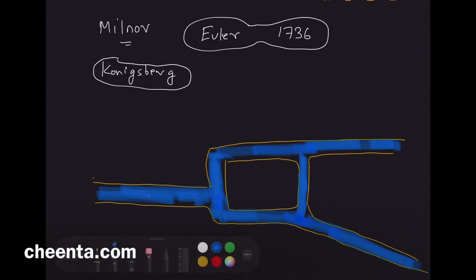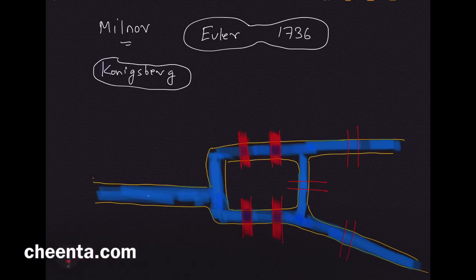And then there were bridges in the city. So let me indicate the bridges in red. So there were two bridges like this, two bridges like this, two like that, three like this. Okay. And I can also sort of shade them to show you exactly where the bridges are. There are 7 of them.